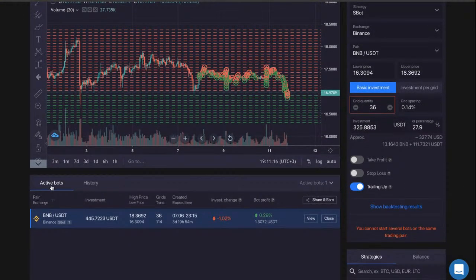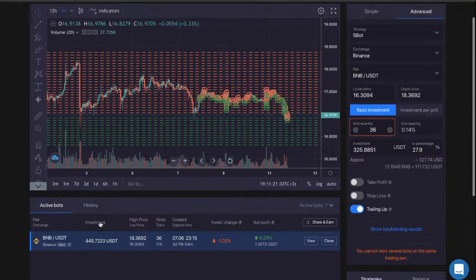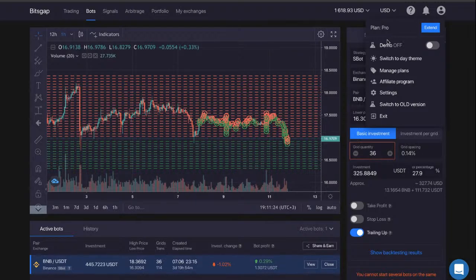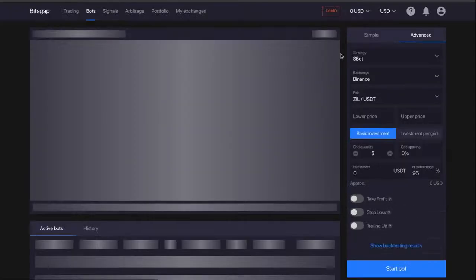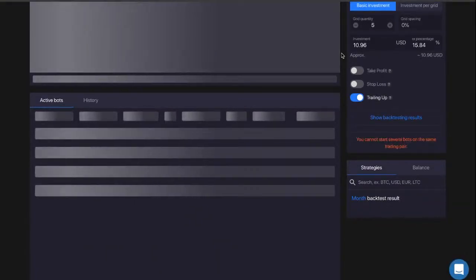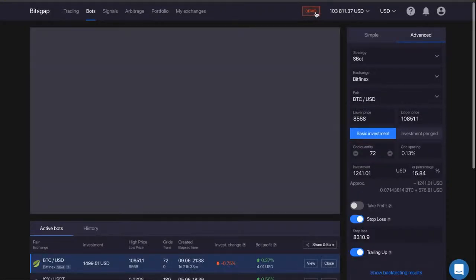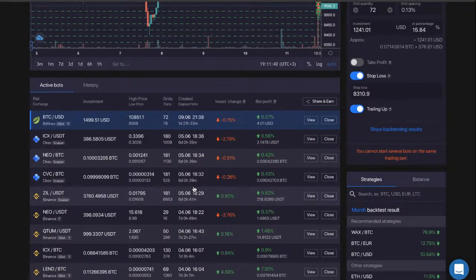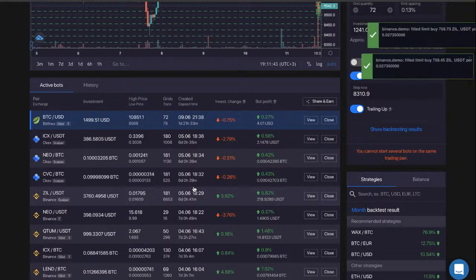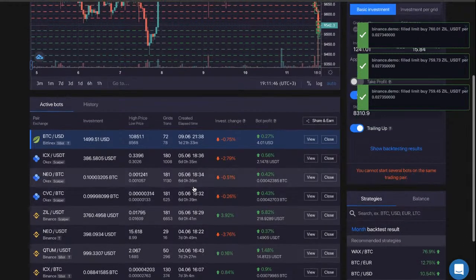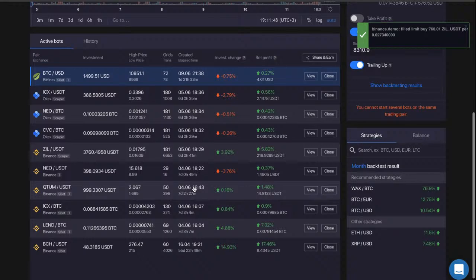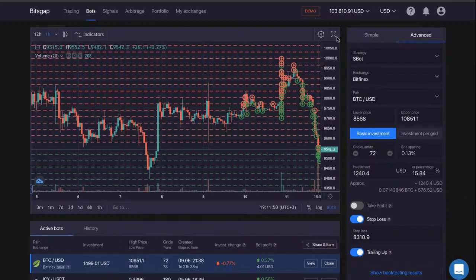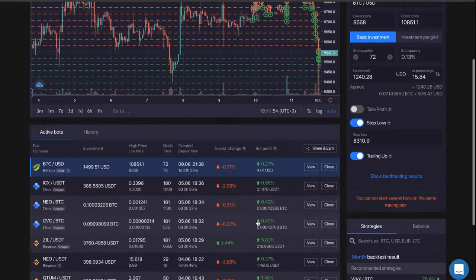Here below I have my active bots, and currently I have only one active bot, and I'm trading right now on my real account. If I switch to the demo mode, you will spot that I have more active bots, because I'm using demo trading here to optimize my strategies and to find the best setups for my automated trading bots to achieve the highest results. That's the primary aim of demo trading: to use it to find the best strategies for you.